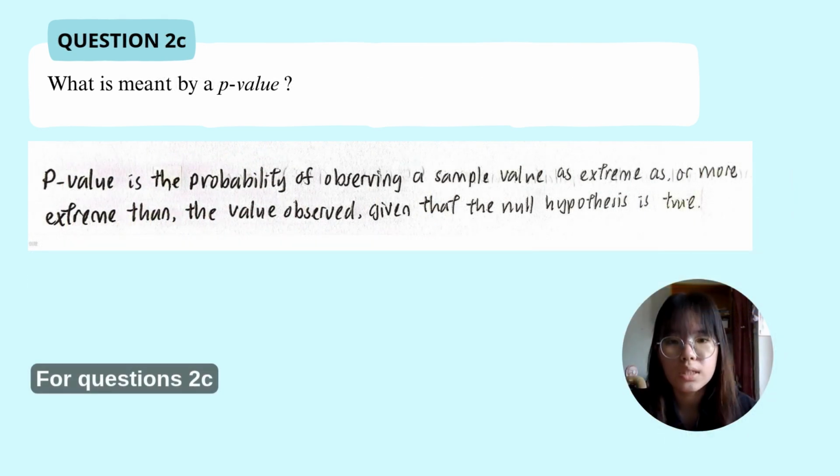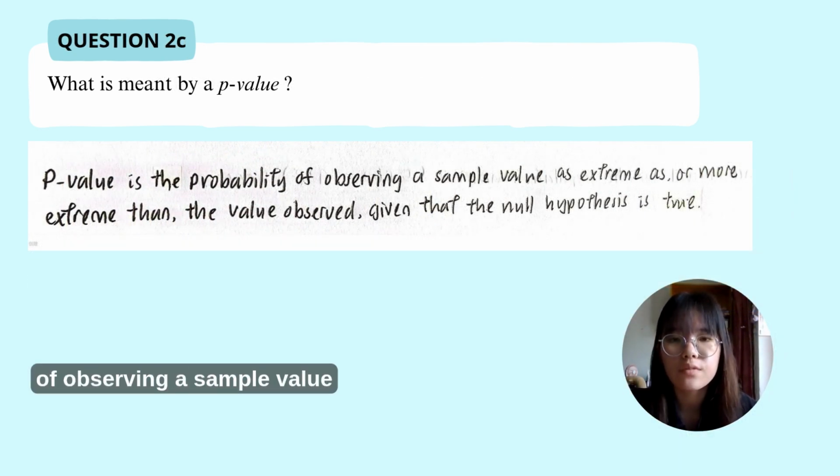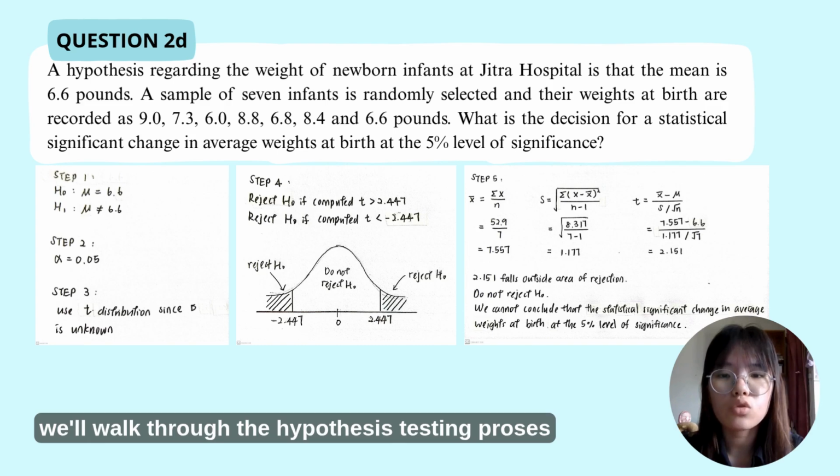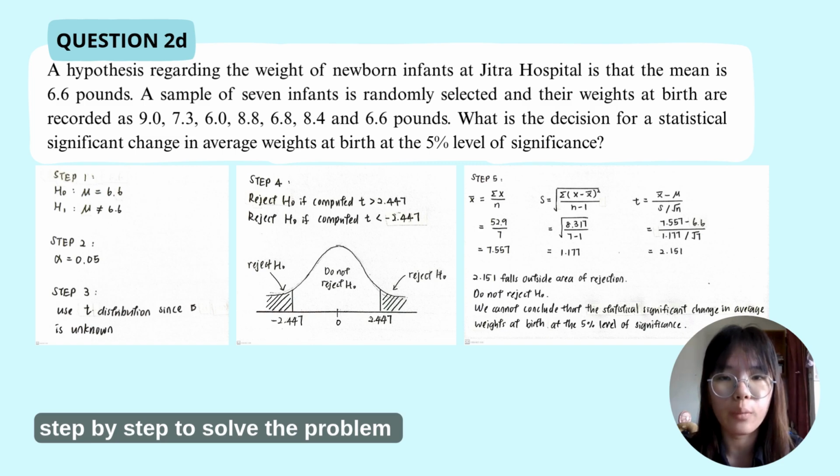For question 2c, the p-value is the probability of observing a sample value as extreme as or more extreme than the value observed, given that the null hypothesis is true. For question 2d, we will walk through the hypothesis testing process step by step to solve the problem.